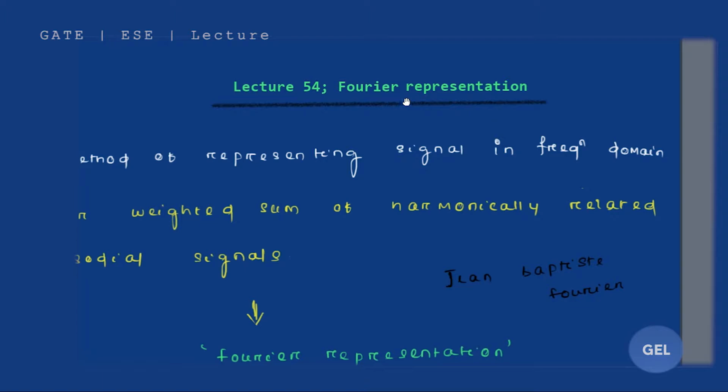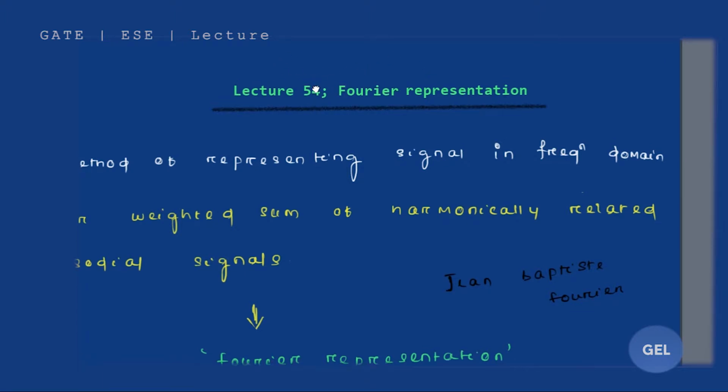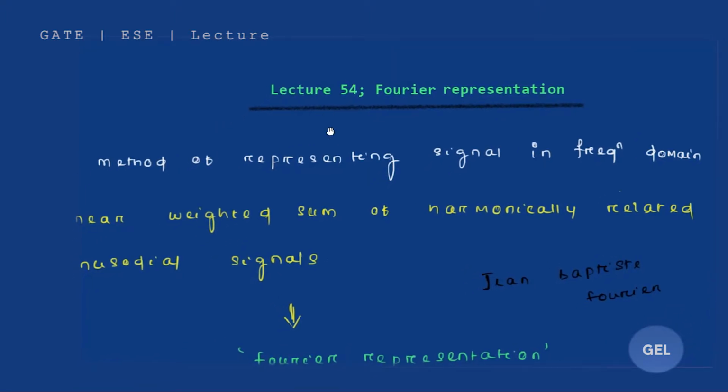Welcome to GATE ESE lecture. We are in lecture number 54 of Signals and Systems. From this video lecture onwards, we're going to discuss the Fourier representation of a signal. There is this scientist whose name was Jean Baptiste Fourier.